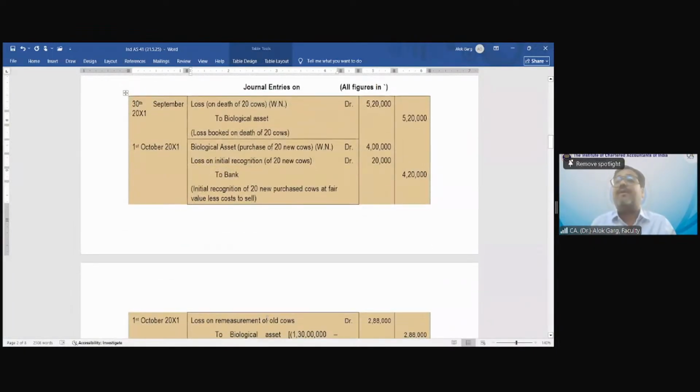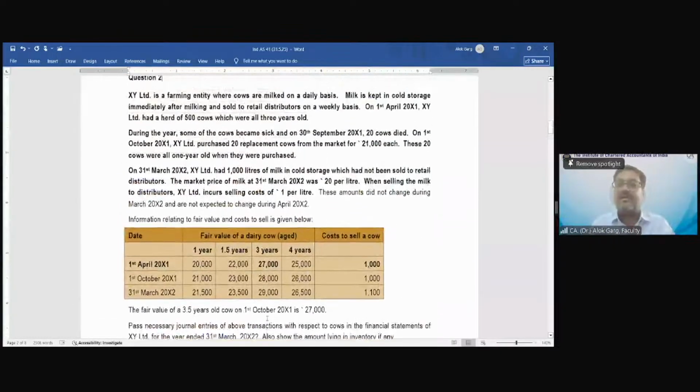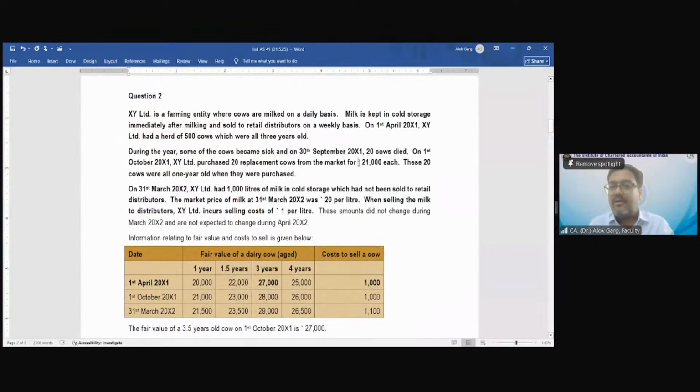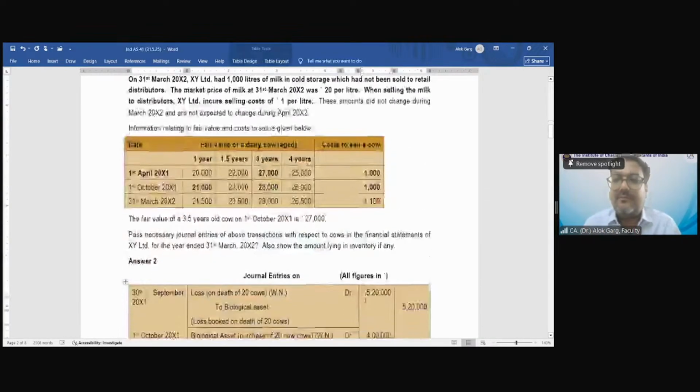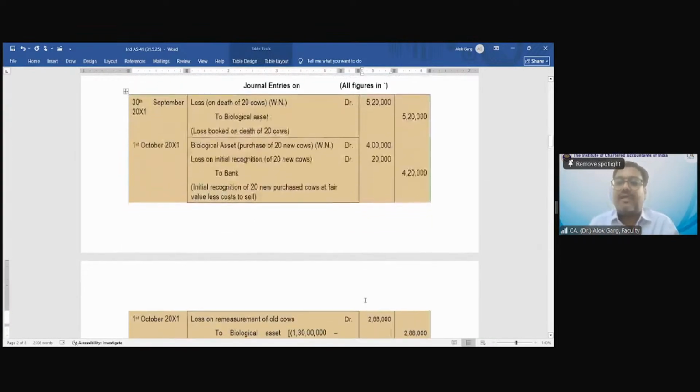On 1st October you purchased 20 cows. What was the value at which you purchased? 21,000 was the market value. On 1st October you purchased the cows at 21,000. Cost to sell is 1,000. So what is the value of this cow? Fair value less cost to sell: 21 minus 1, 20. So 20 cows multiplied by 20,000, 4 lakh. Biological asset account debit 4 lakh.